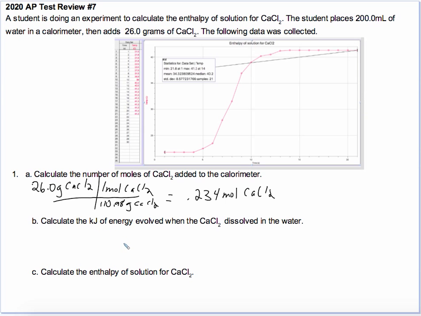All right, now the next part says calculate the kilojoules of energy evolved when the calcium chloride dissolves in water. So it's asking for the energy that's going out. Okay, you can see the temperature goes up, so the energy is flowing into the water. So anyway, that type of question is a Q equals MC delta T. Q equals MC delta T.